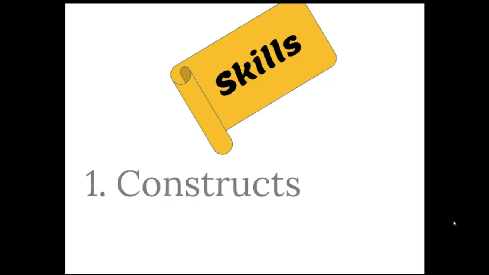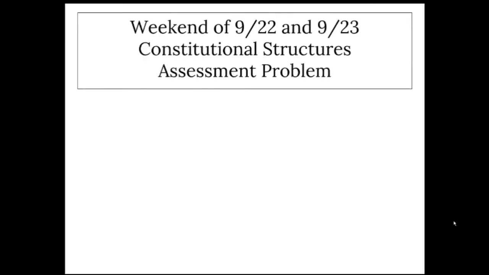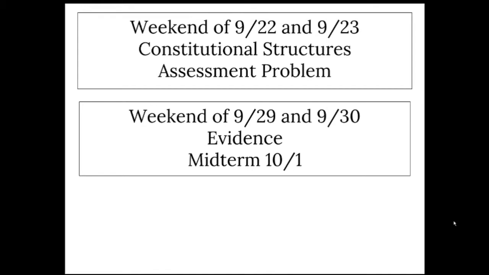So today we're going to be looking at constructs, and we're going to be looking at rule explanation. Now, our next 3 weeks are going to be pretty busy, so let me give you just an overview of what I'm talking about. This weekend, 922 and 923, we have our constitutional structures assessment problem. That'll probably be most of our focus on this particular weekend. Next weekend, the weekend of the 29th and the 30th, we have an evidence midterm that we have to prepare for, which is that Monday.